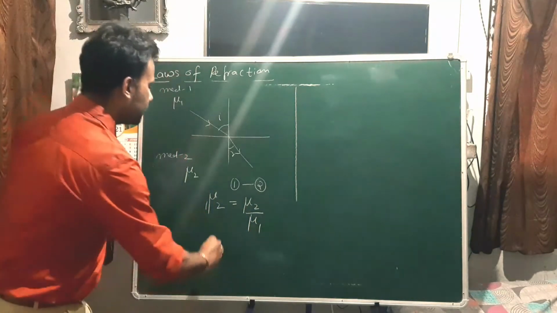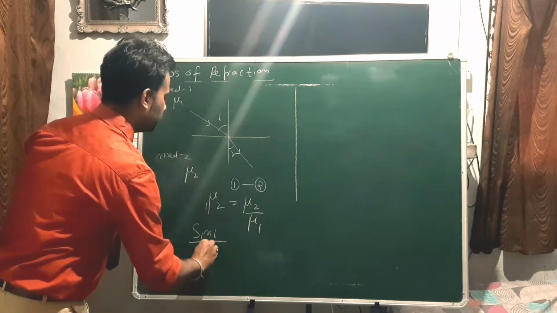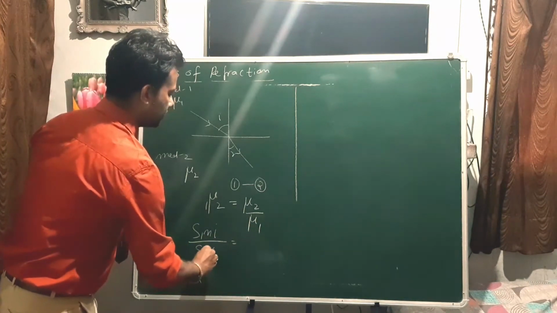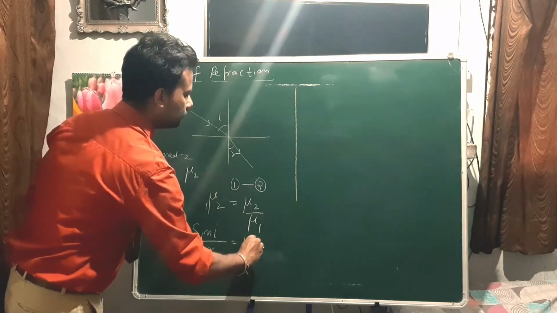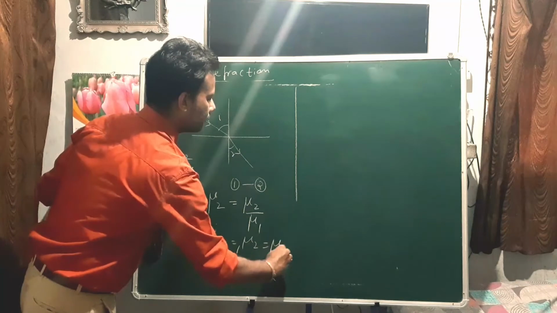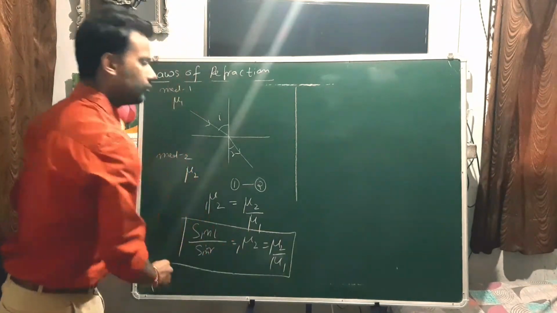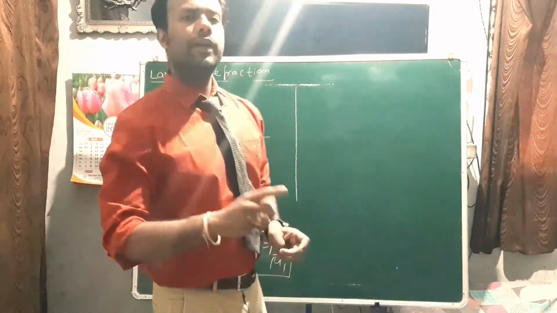So how do we write Snell's law? We'll write sin I upon sin r equals 1 mu 2, or mu 2 over mu 1. Now suppose the light is going from medium 2 to medium 1.